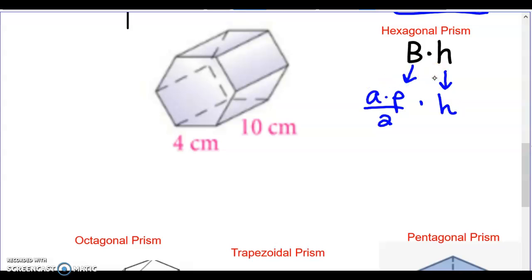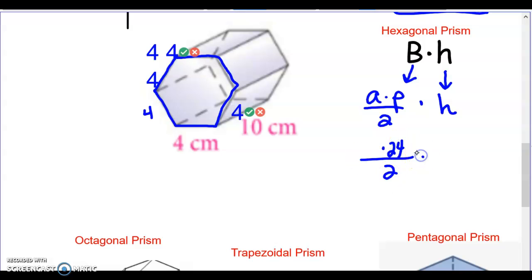Okay, so let's see here. Do we know any of these things? So when I'm looking at the hexagon, right, do I know the apothem or do I know the perimeter of the hexagon? Well, we are going to assume that this is a regular hexagon, meaning that all of these sides are 4s. So all of these are 4s. So yeah, we know the perimeter. So 4 times 6, the perimeter would be 24. So we got 24 for the perimeter of our hexagon.